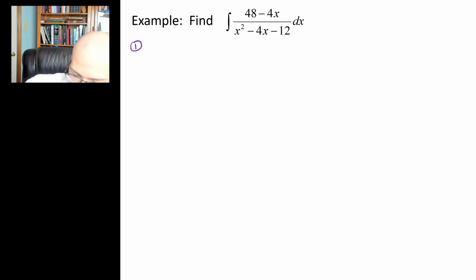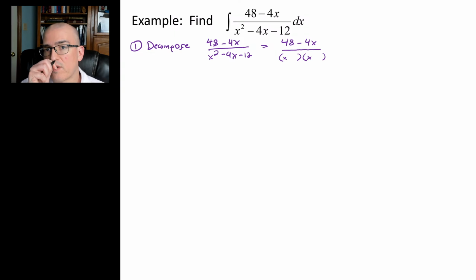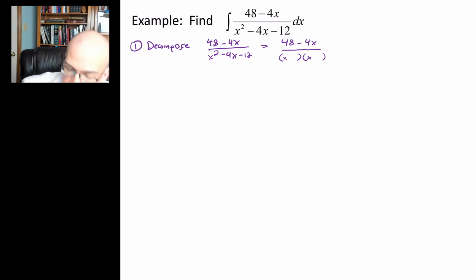Step 1. Decompose (48 minus 4x) over x squared minus 4x minus 12 equals, well, we had to factor it first before we know what form the decomposition is going to take. So it's 2 brackets, x times x gives me my x squared. Now I want the mystery numbers, so using a product and sum method to factor. Mystery numbers are multiplied to give negative 12 and add to give negative 4. So negative 6 and positive 2. Multiplied to give negative 12, add to give negative 4.